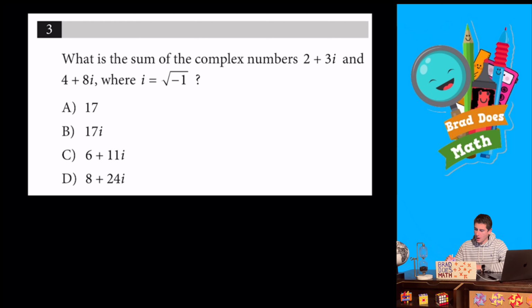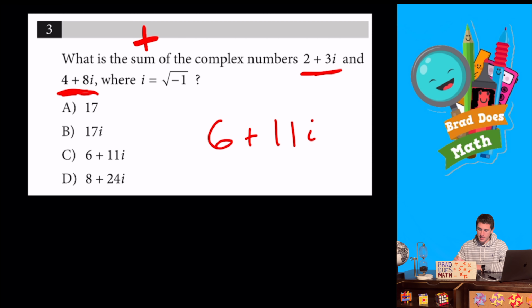What is the sum of the complex numbers 2 plus 3i and 4 plus 8i? Sum, of course, means we're adding. So don't let the i confuse you. We simply just combine like terms. 2 and 4 is 6. 3i and 8i is 11i. Pretty easy.